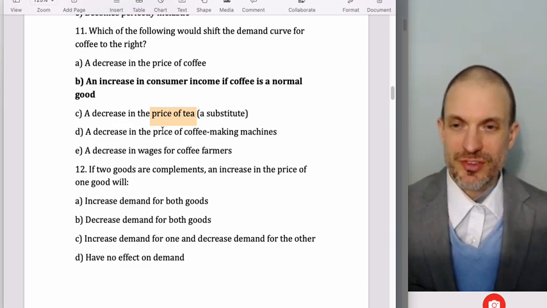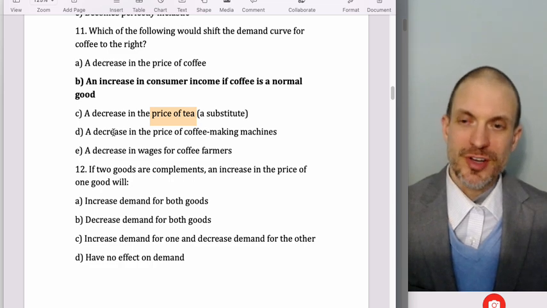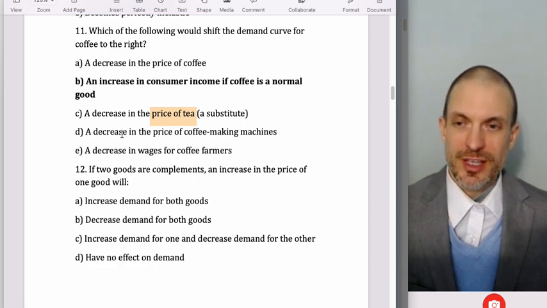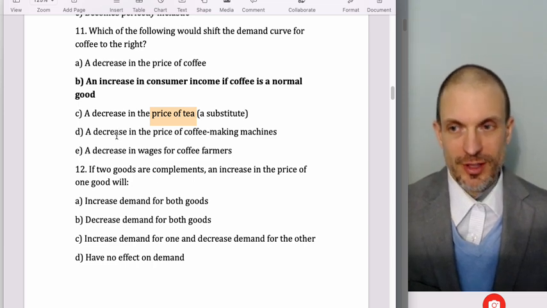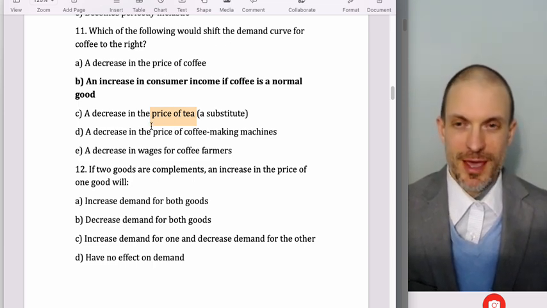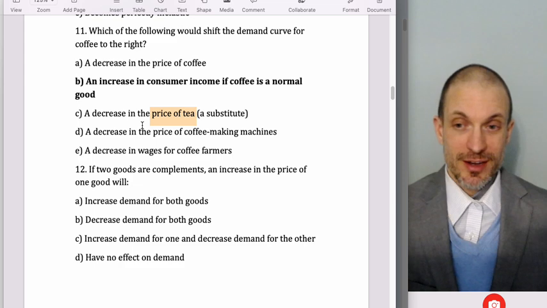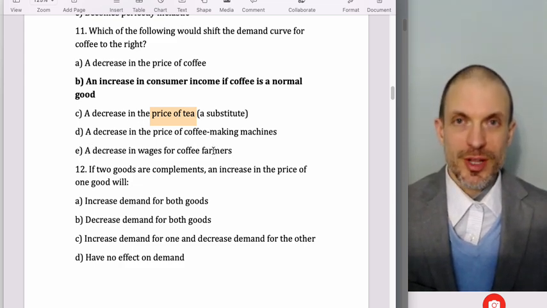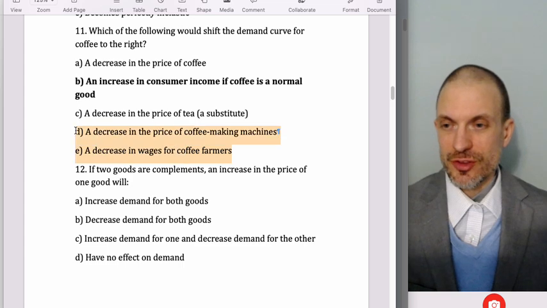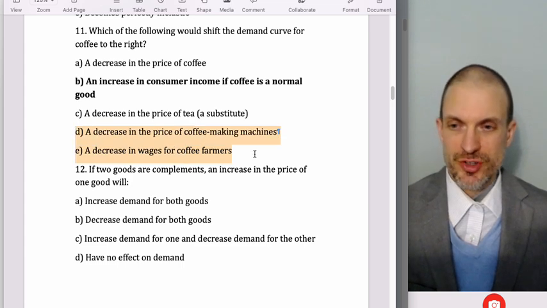A decrease in the price of coffee making machines. Nope, this would cause an increase in supply. That could definitely, think about flooding the market with their increase in supply, that could lower the price, but that's not going to shift the demand. That would move quantity demanded down the demand curve to the right. A decrease in the wage for coffee farmers. Nope, this would increase supply also. Actually, these two things right here would lead to rightward shifts of supply.